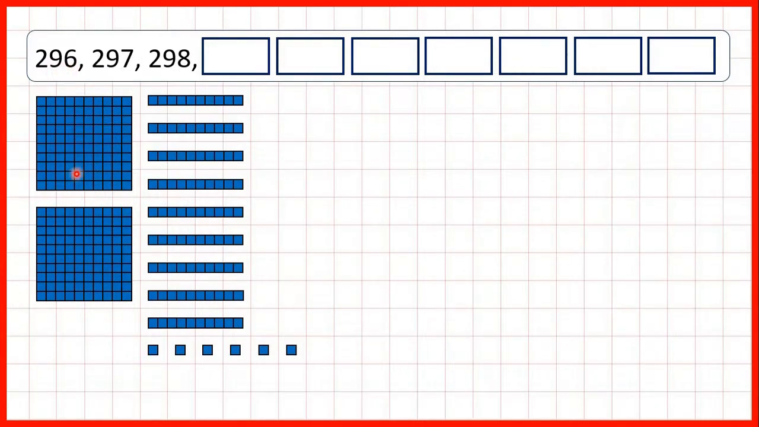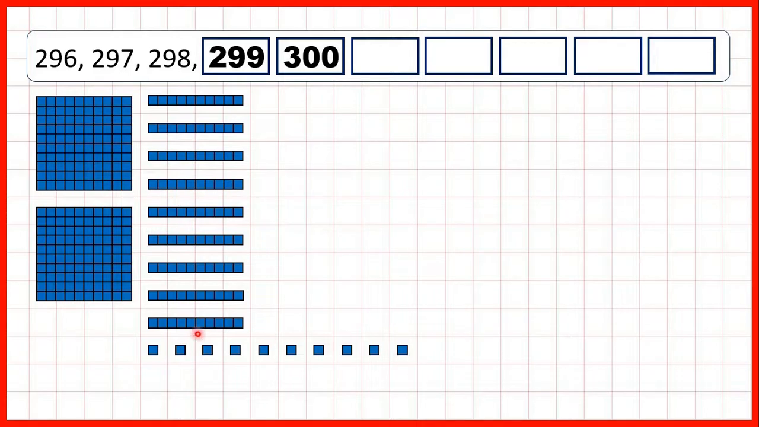And now 296, so we have 2 hundreds, 9 tens and 6 ones. Then 297, 298, 299, and if we add one more 1, we get 300.